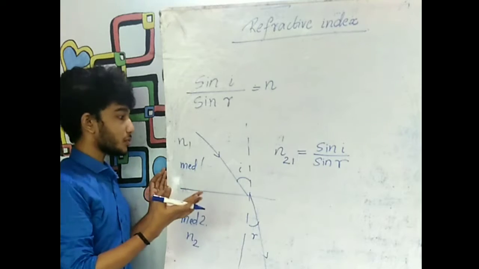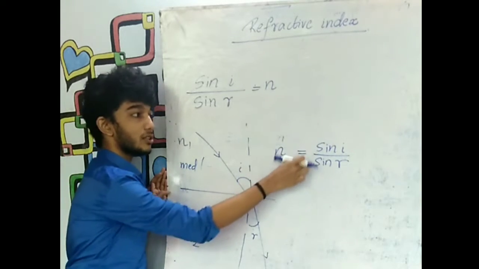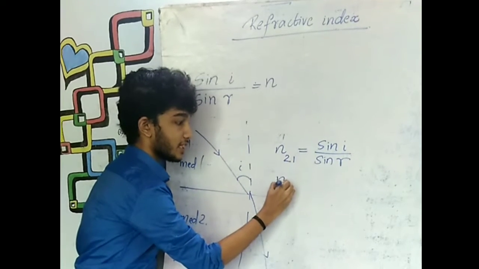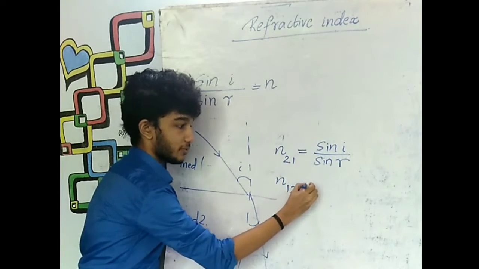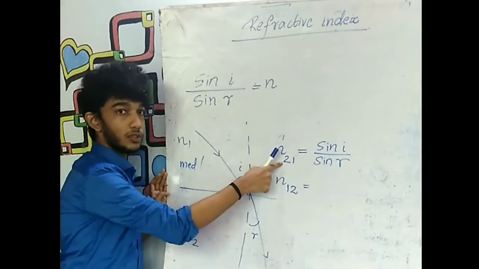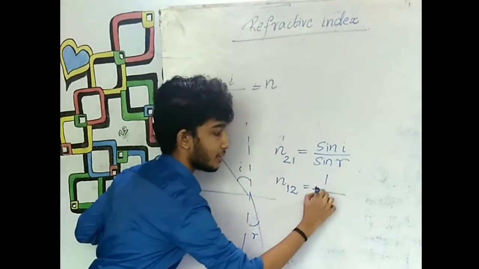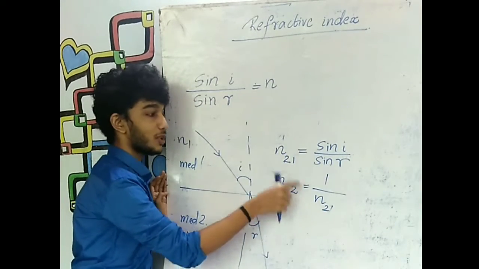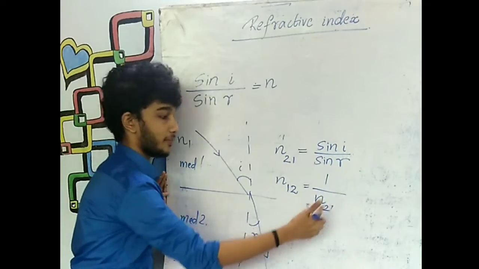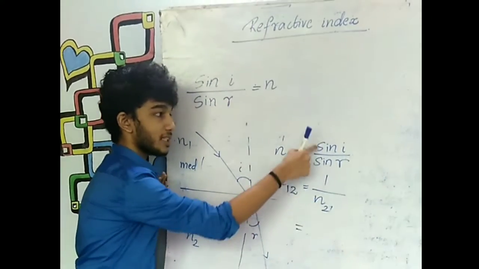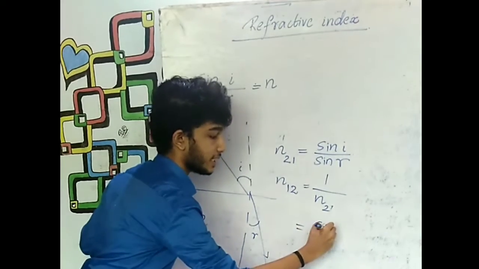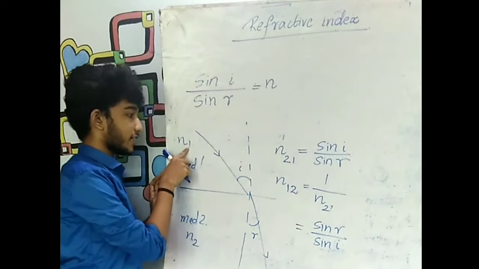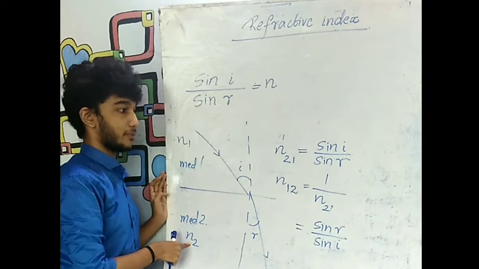It may be appearing to you that n12 also will be equal to sin i by sin r. It is wrong. n12 means the refractive index of medium 1 with respect to medium 2. n12 is not equal to n21. It is equal to 1 by n21, which means reciprocal of this: sin r divided by sin i. This is the refractive index of medium 1 with respect to medium 2.